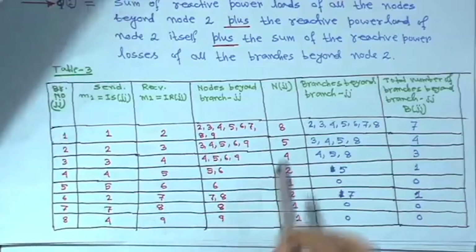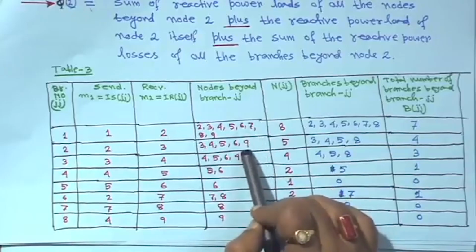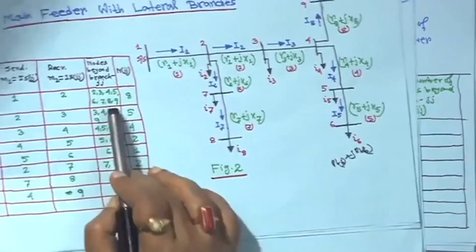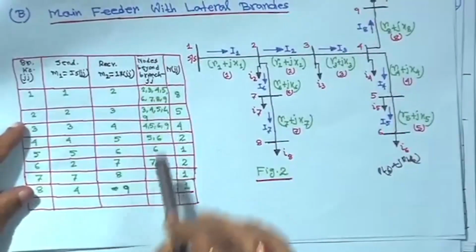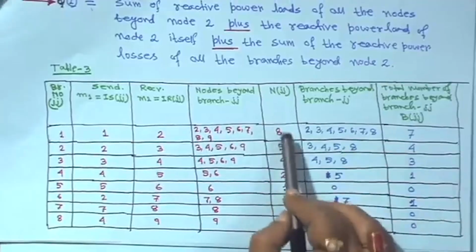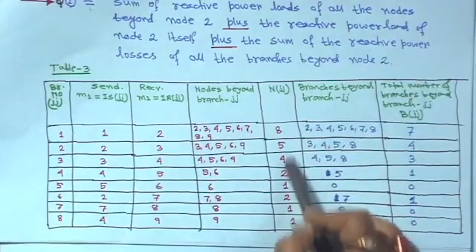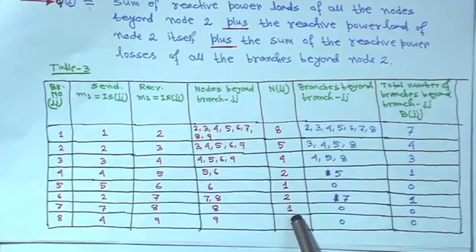This we have made. Nodes beyond branch JJ, all these things have been explained in the previous table in detail. These are the nodes beyond branch JJ. So, beyond each branch how many are there? Same thing I have copied here, and the number of nodes beyond each branch is given here also: 8, 5, 4, 2, 1, 2, 1, 1. Up to this it is the same.